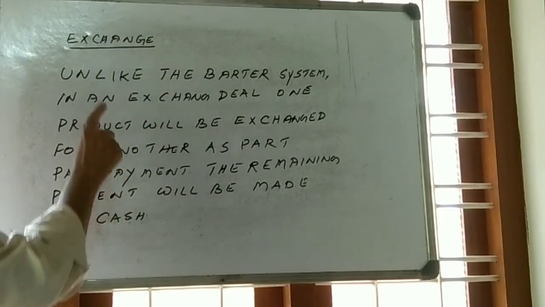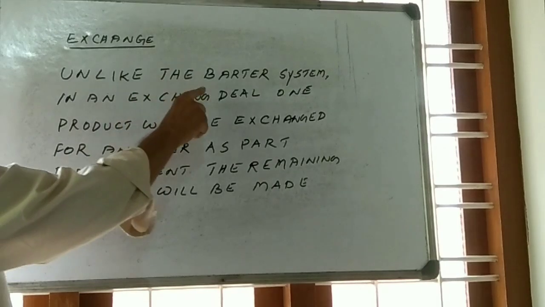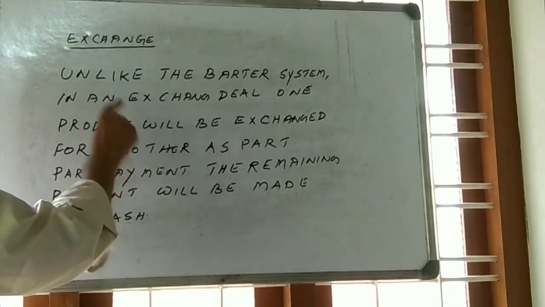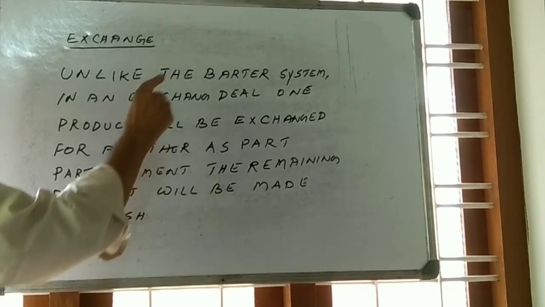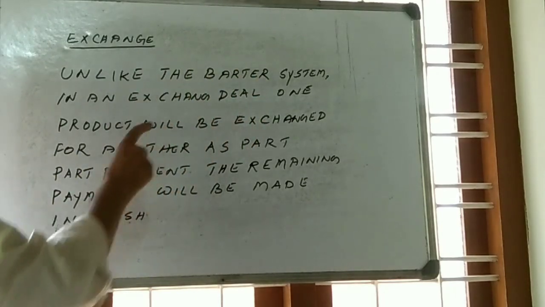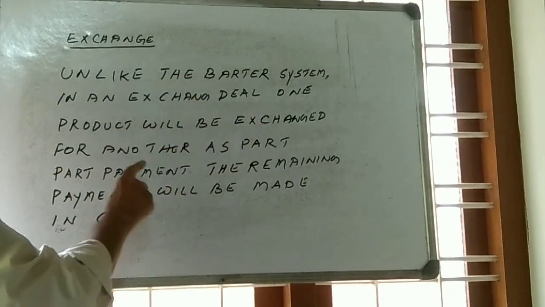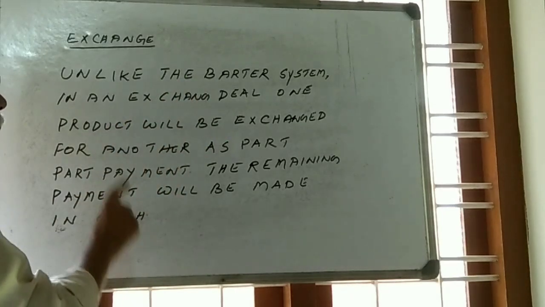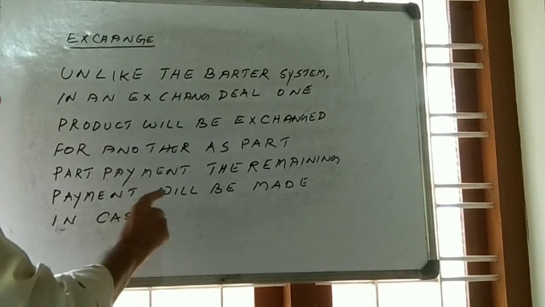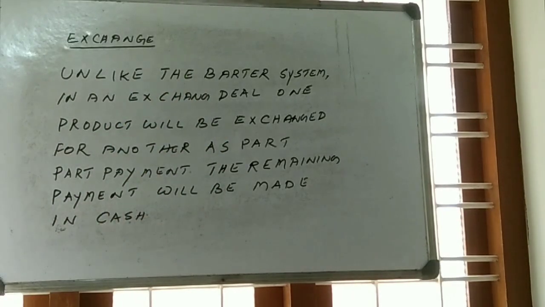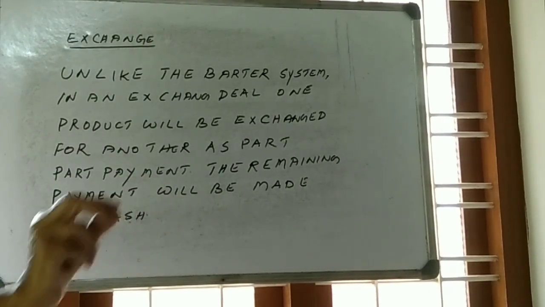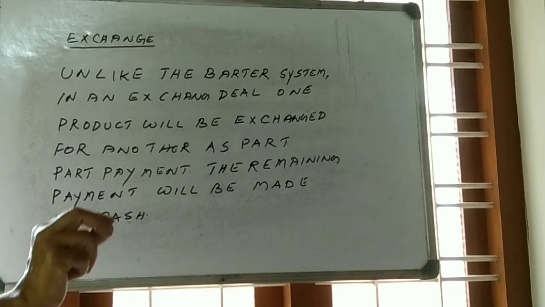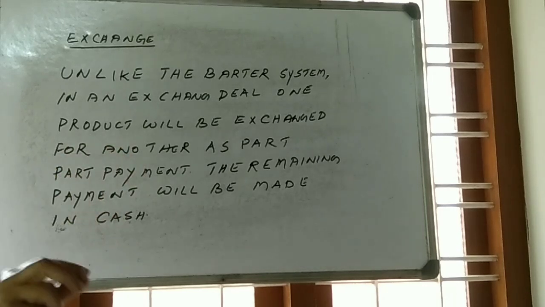Exchange. Unlike the barter system, in an exchange deal, one product will be exchanged for another as part payment. The remaining payment will be made in cash. There will be two modes of payment. One will be in kind and another will be in cash. I will give you an example to illustrate the point.